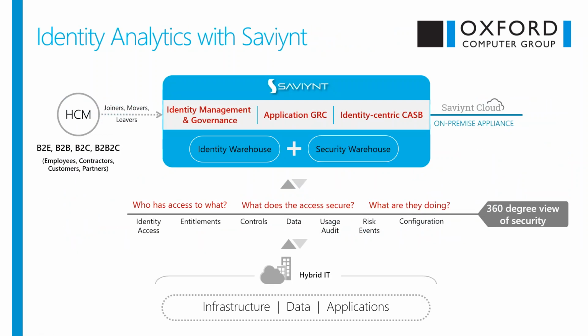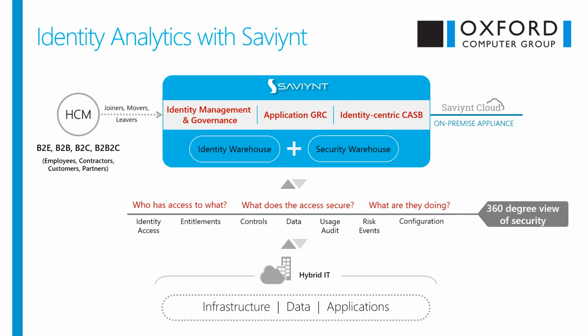And so identity analytics, at its core, is an identity management and governance engine. We're pulling in HCM data for joiners, movers, and leavers, processing them, and then that goes into the identity warehouse. And then using that identity as the foundation, obviously we can build upon that. So we have entitlements with roles and attribute-based access controls.